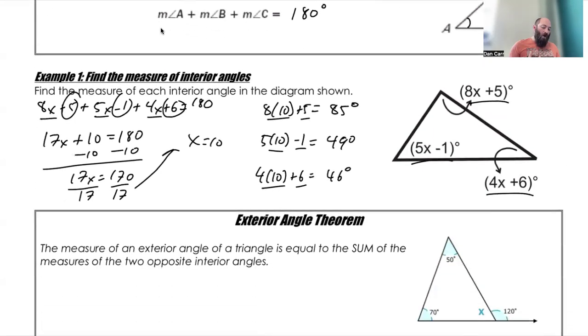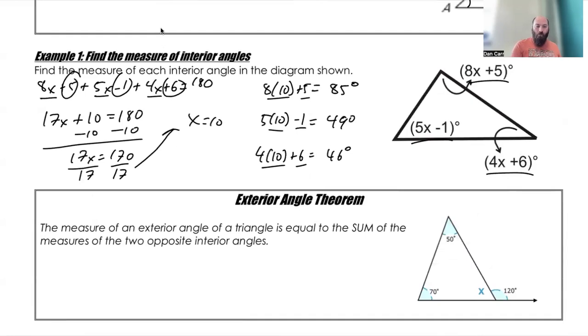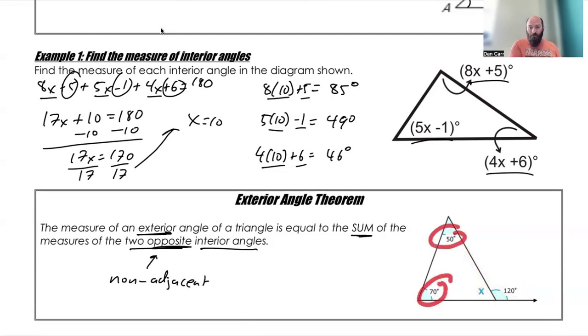Our next theorem is called the exterior angle theorem. The measure of an exterior angle of a triangle is equal to the sum of the measures of the two opposite interior angles. When I say opposite, I like to think of these as the non-adjacent interior angles. Remember, adjacent angles: if this is my exterior angle here with the 120, x is adjacent to it. It shares this side right here. So my non-adjacent angles would be 50 and 70. And that's why 120 degrees here is equal to 50 plus 70.